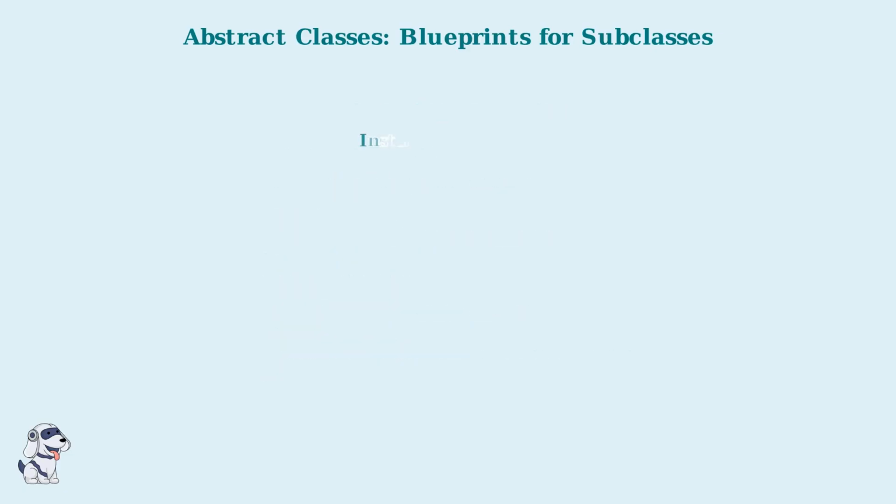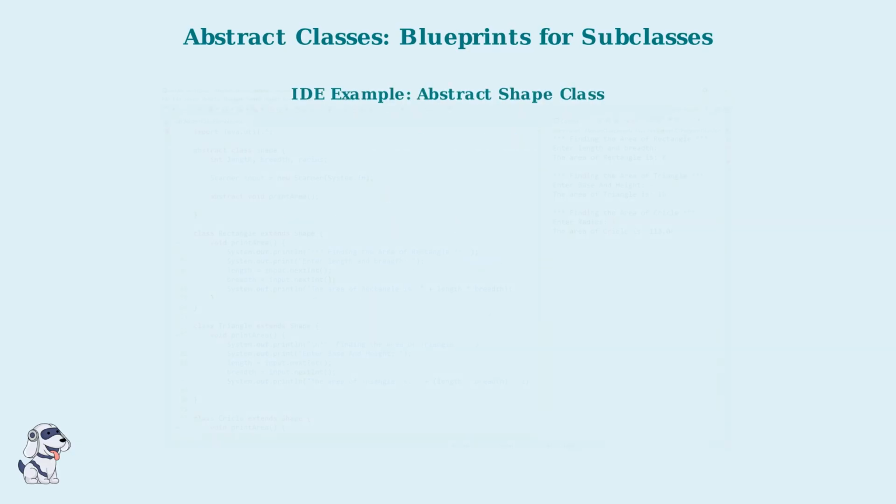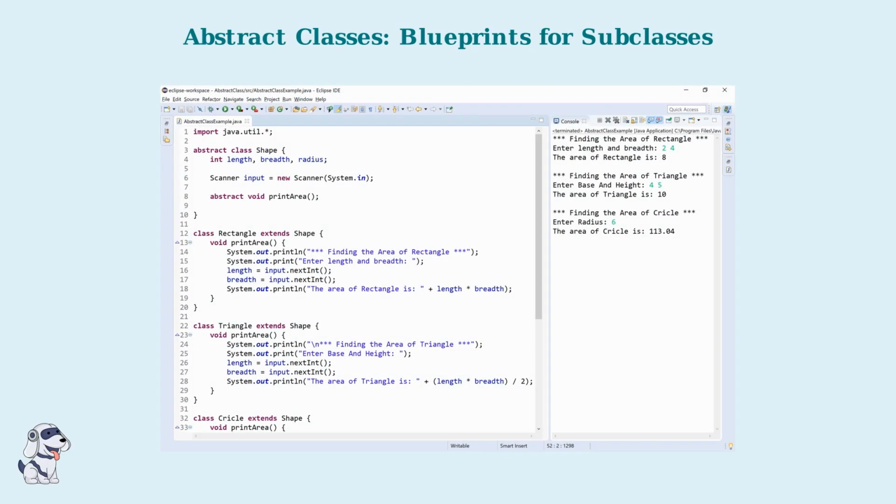Remember, you cannot create instances of abstract classes directly. You can only instantiate the concrete subclasses. Here's a real IDE example showing abstract classes in action. Notice how each subclass provides its own implementation of the abstract method.